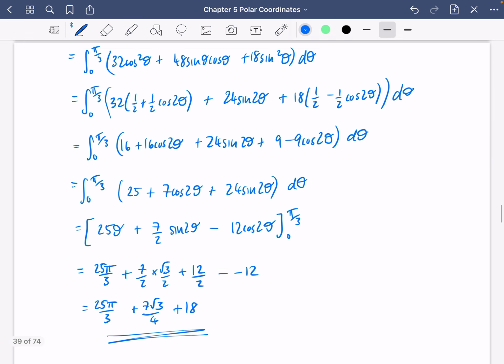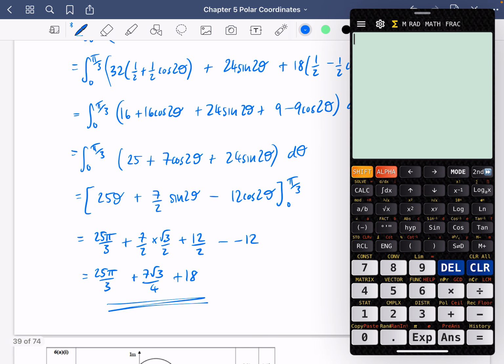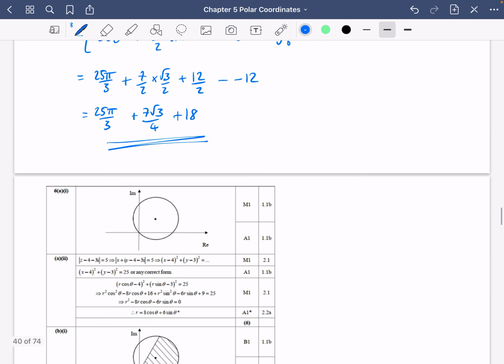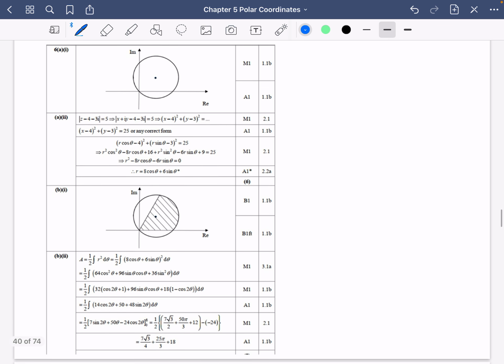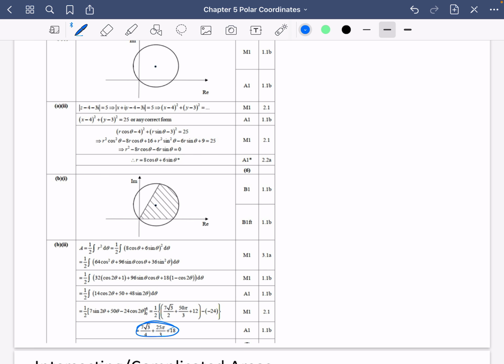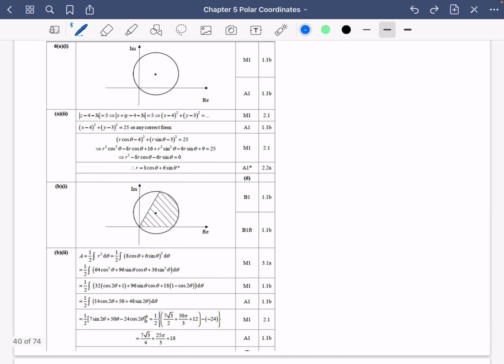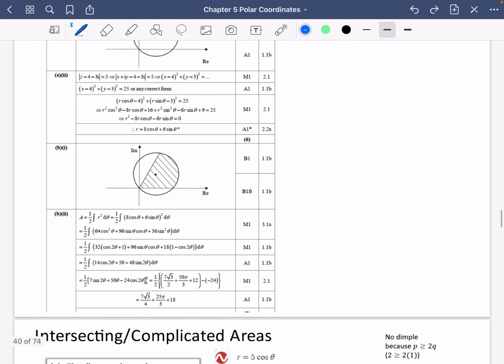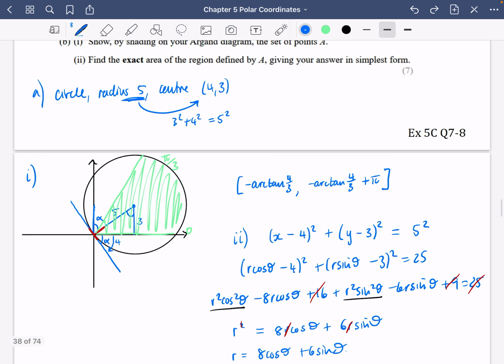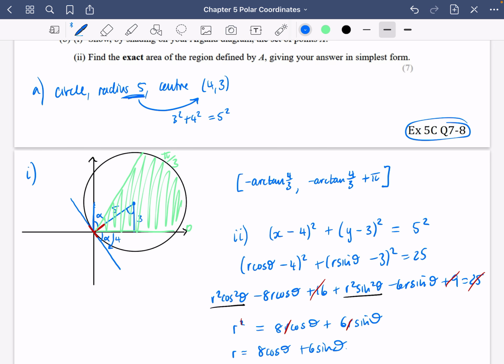Now I'm going to go back to this so you can check your answer. I want to check, is 25 pi over 3 plus 7 root 3 over 4 plus 18 equal to 47.211? And you get 47.211, so we know we've got the answer correct. I obviously have a mark scheme, so you can see we've got all of these bits correct down here with the split here. If you want to look through the mark scheme, you've got that there, but it's basically what we've just done. So I think what you can have a go at now is doing questions 7 and 8 in exercise 5C.